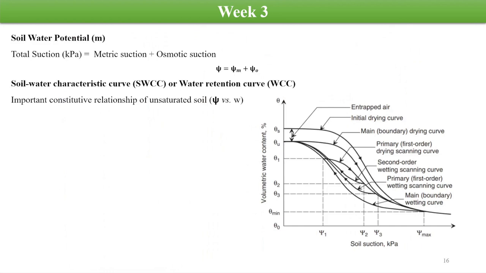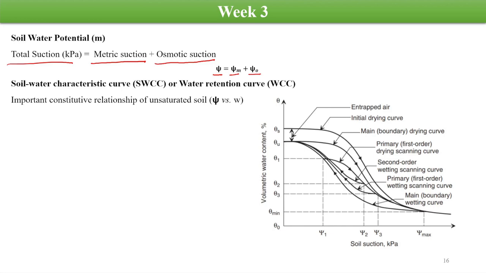The total suction basically has two parts. The first one is the matric suction, and the second one is the osmotic suction. It is denoted by psi. Psi is divided into psi m and psi o. The matric suction part is because of the soil matrix, and the osmotic suction part is because of the salt present in the matrix.